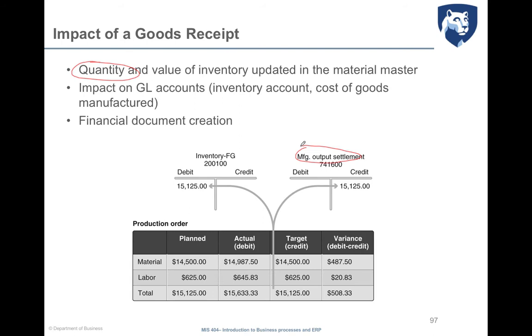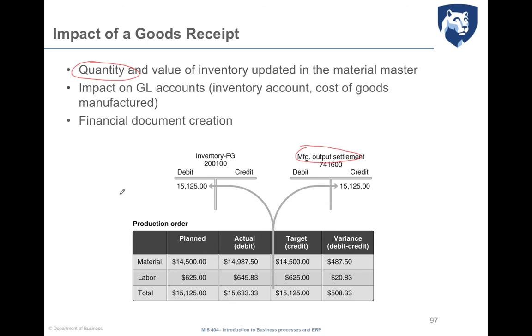Please remember that if the price control is set to moving average price, the material is valued at the price that is determined by the system based on how the system is configured. And then a corresponding financial document is created. Let's stick with our example.